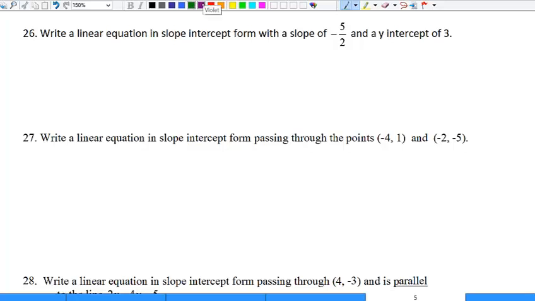In this next section, we're going to be writing equations. So each of the problems give you a little bit different information. You have to write an equation for all of them.